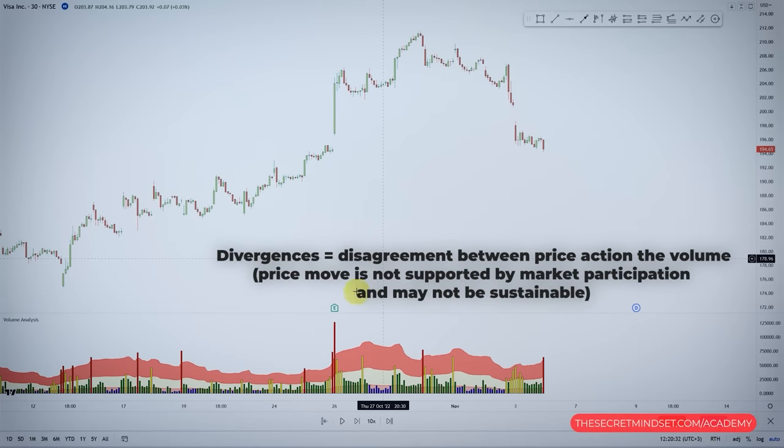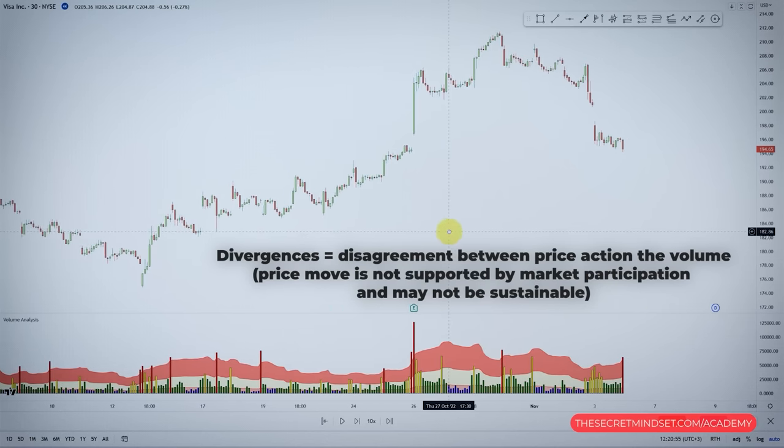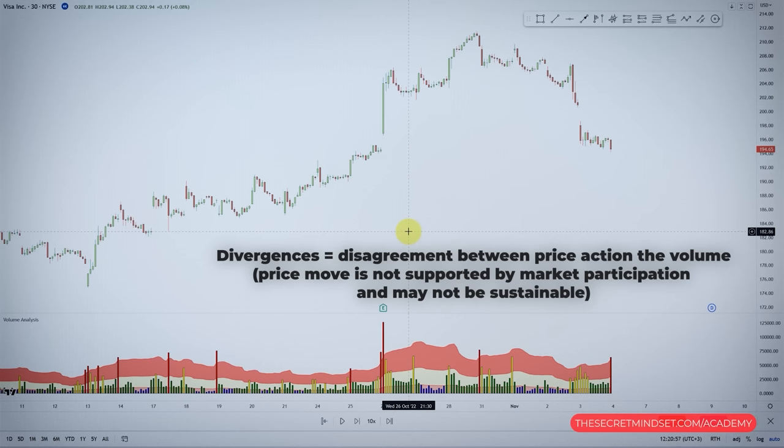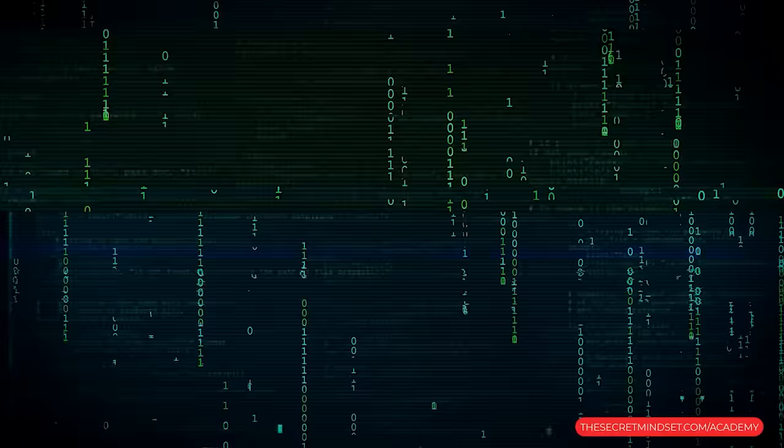Divergences between price and volume occur when there is a disagreement between the price action and the volume of that market. This can indicate that the price move is not supported by the market participation and may not be sustainable. For example, if a market is in an uptrend but the volume is decreasing, it's a sign that the uptrend may not continue. So, VSA is the second component of our smart money trading plan.